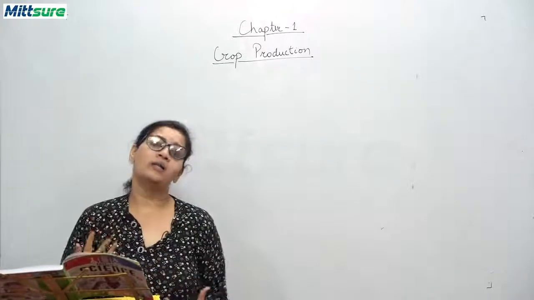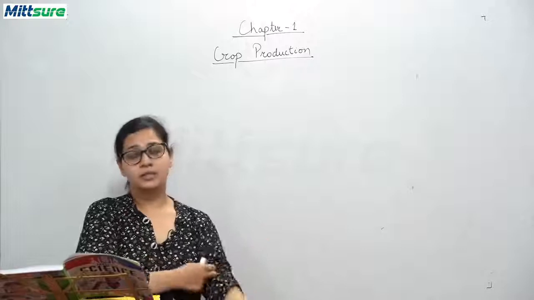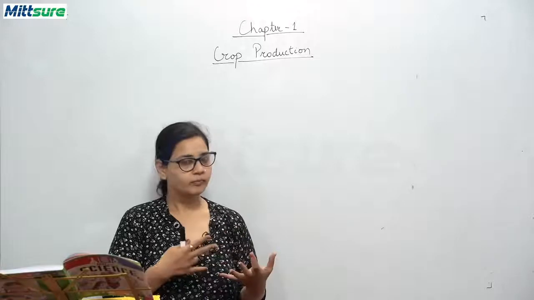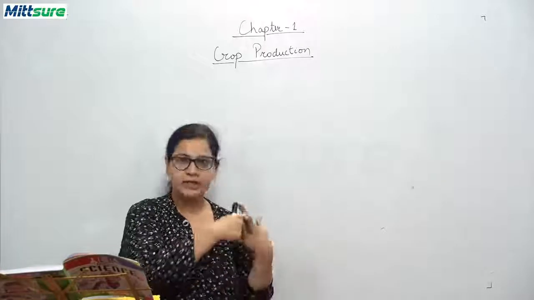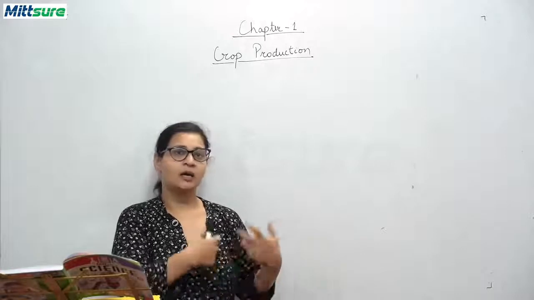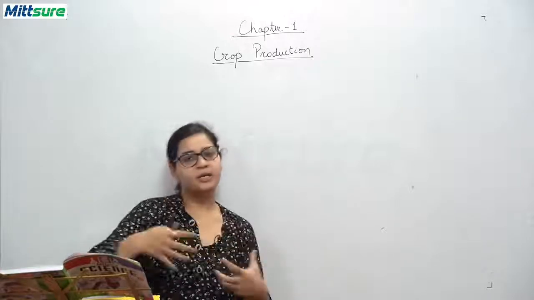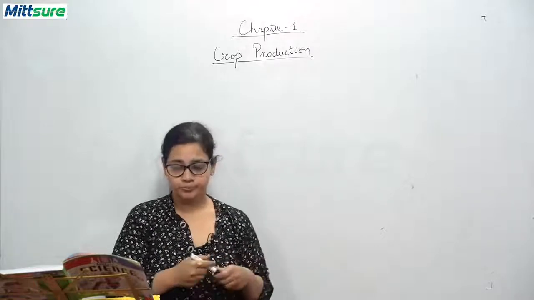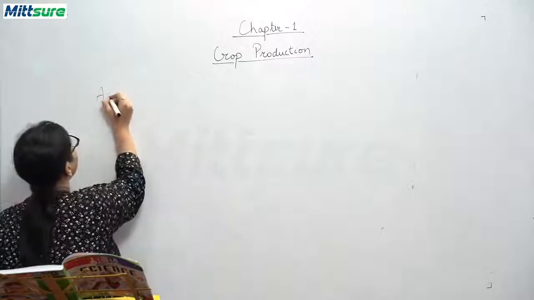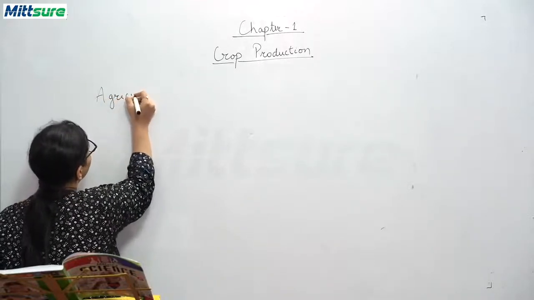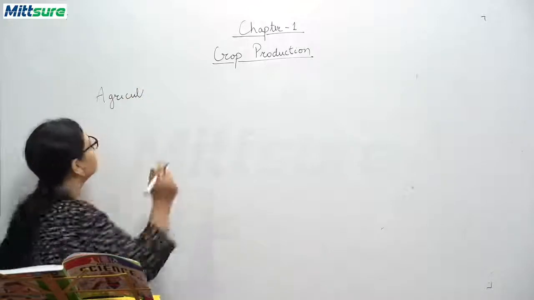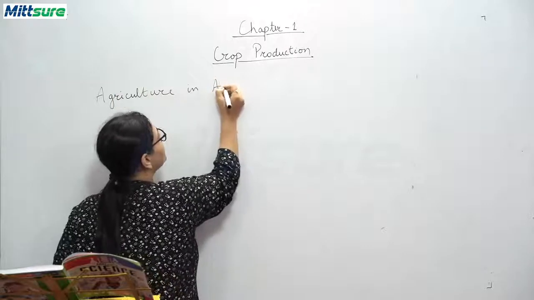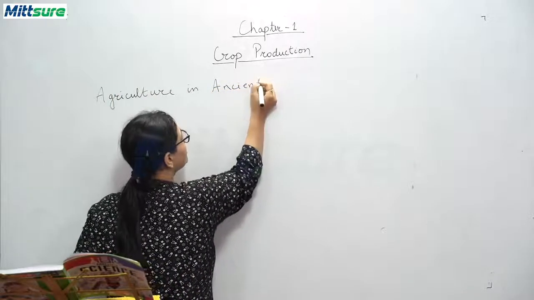became farmers from hunters. Earlier our ancestors were hunters. They used to hunt animals and eat raw meat, and all these habits changed as the practice of agriculture was adopted. So, let me write down the heading: agriculture in ancient times.